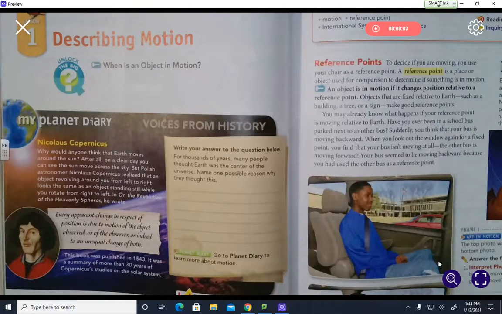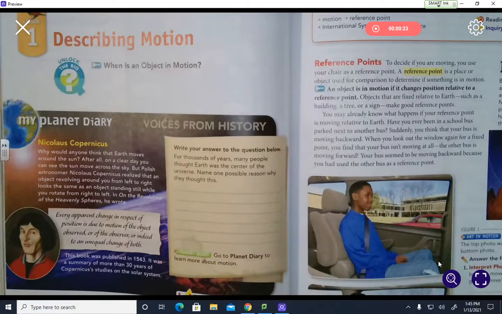All right, everyone, we are finally done with rocks and minerals. I know that was a long chapter, but we are finally done. We are going to move on to motion. This is chapter 6. We are going to start talking about lesson 1, describing motion. It starts on page 214. So chapter 6, lesson 1, 214, describing motion. Grab your highlighters, grab your pencils, and let's get started.